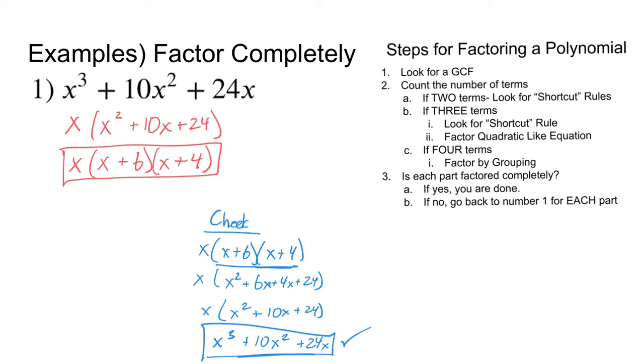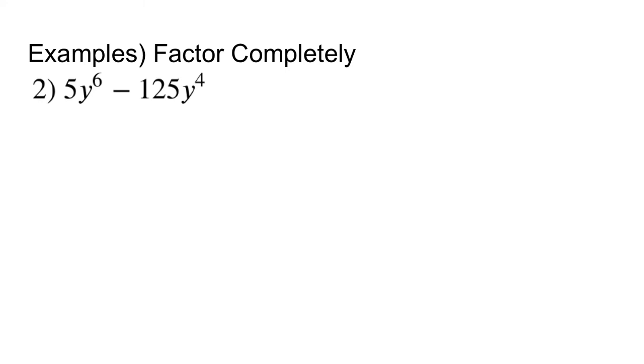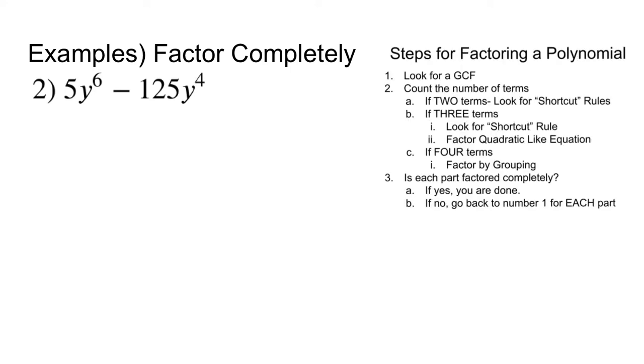Let's do another one together. So we have 5y to the 6th power minus 125y to the 4th. Let's get our steps up here to look at them quick. So according to my steps for factoring a polynomial, I should look for a GCF first.